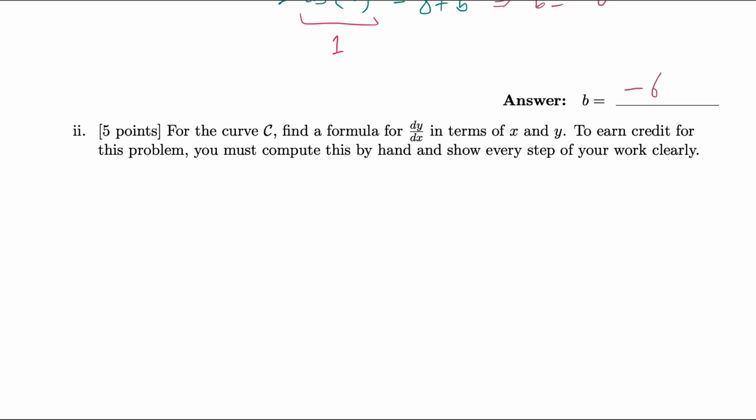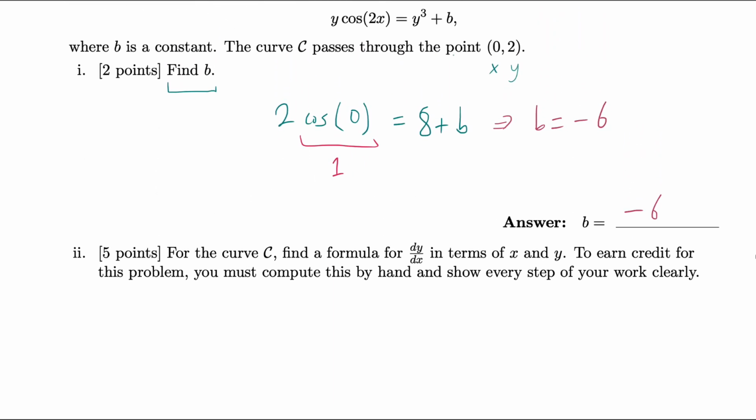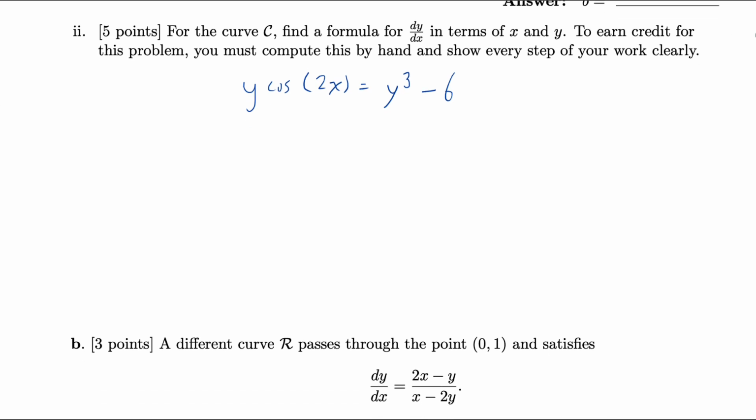Okay, so let's see what the equation was one more time. Let me just rewrite this: y cosine 2x is y cubed plus b, and here b just happened to be negative 6, so I'll just write negative 6. So let's try finding dy/dx. If you remember implicit differentiation, you start by taking d/dx, so you differentiate with respect to x of both sides.